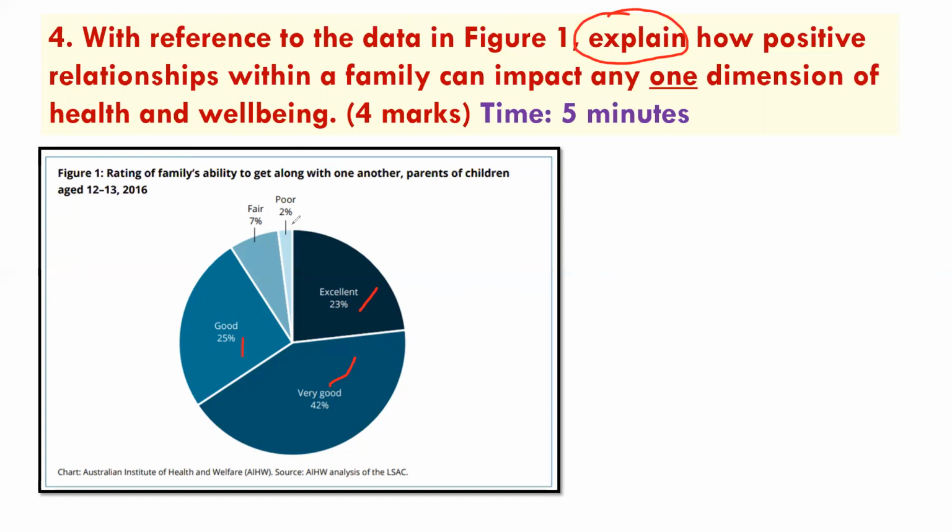If you want to talk about the negative side, like a family not being able to get along with one another, you have to make reference to one of those two. Okay, so that's just to give you an idea.